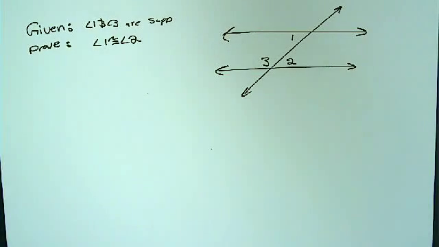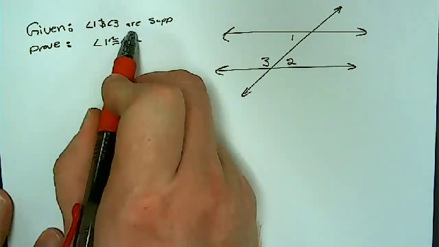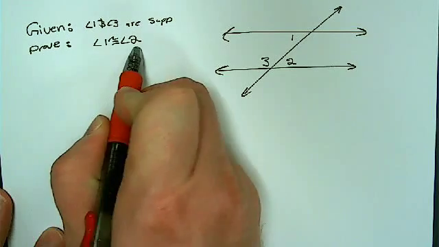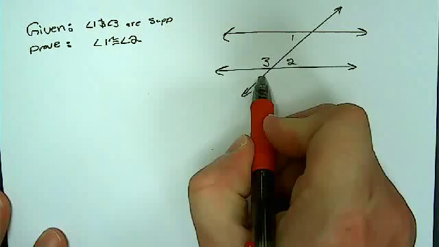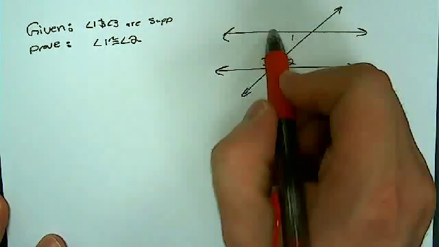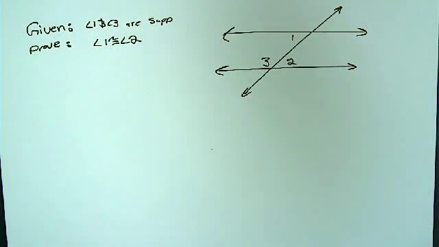All right, so here's what we're going to be working on. 1 and 3 are supplementary. We're going to try to take that idea and have it lead us to 1 is congruent to 2. And here's a diagram showing where 1, 2, and 3 are all situated. Nothing's marked as parallel yet, because that's not a given, so it's not going to be marked on the diagram until I mark it.